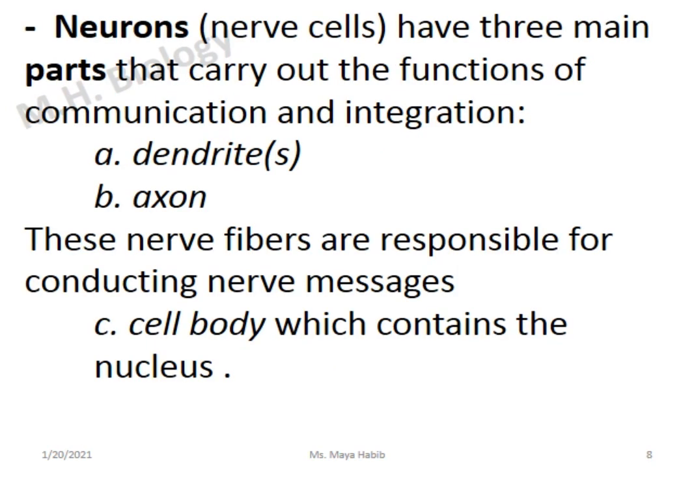So to summarize, we can say that the neurons have three main parts that carry out their functions, which are the dendrite or dendrites, could be one or more, the axon, and these two types of nerve fibers are responsible for the transmission of the nerve message. And of course you have the cell body of a neuron, which contains the nucleus.